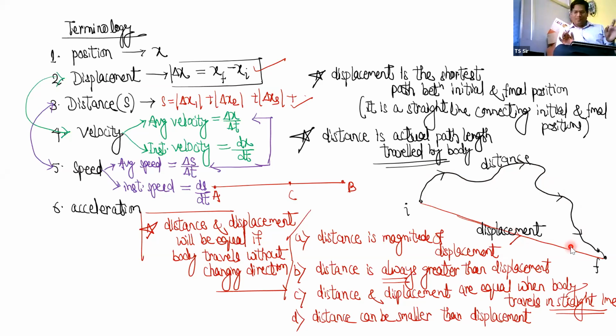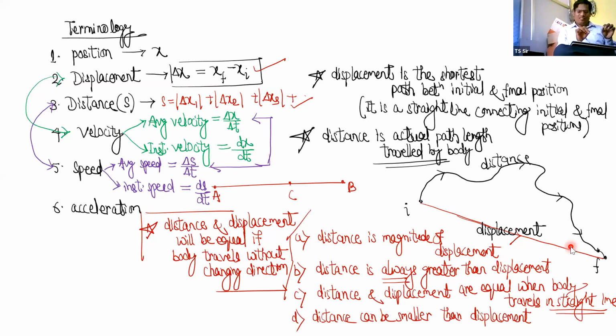It is not changing direction, it is just going, so a straight line automatically forms, right? So if we say that the body is traveling without changing direction, that implies straight line motion. But if you say the body is traveling in a straight line, that does not mean it is not changing direction, because the body may travel in a straight line from here to here, and then return from here to here.